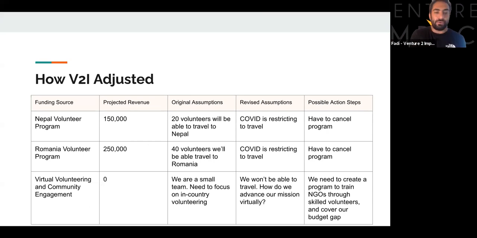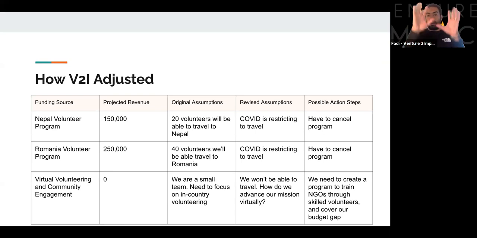So we'll talk about V2I here, and how V2I adjusted is really important because we're an organization that literally relies on sending volunteers on a volunteer abroad program for us to be able to generate revenue. These are fictional numbers, but let's say we assumed we were going to get $150,000 from sending 20 volunteers to Nepal and $250,000 from sending volunteers to Romania.